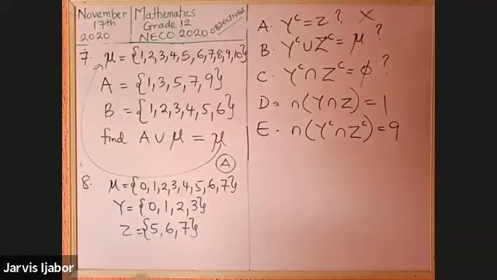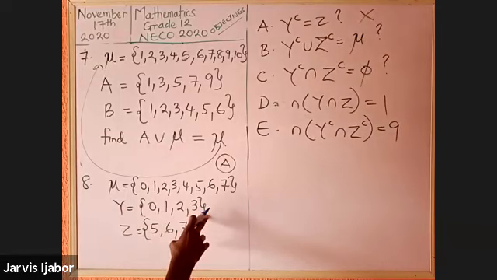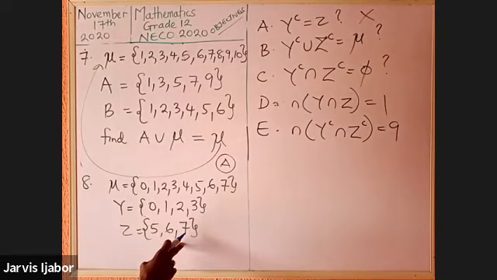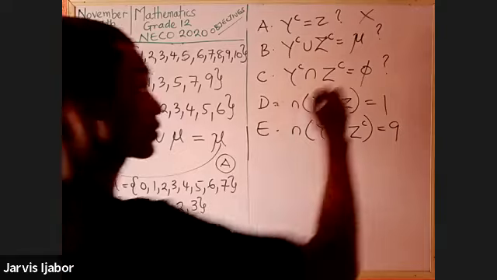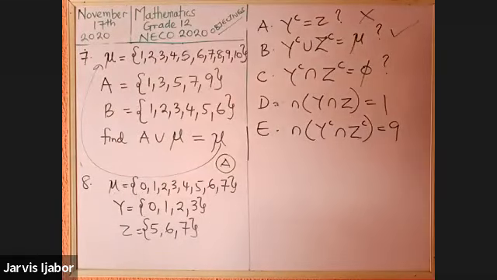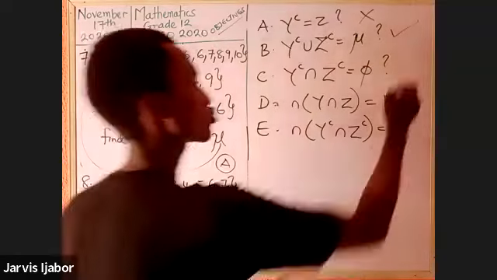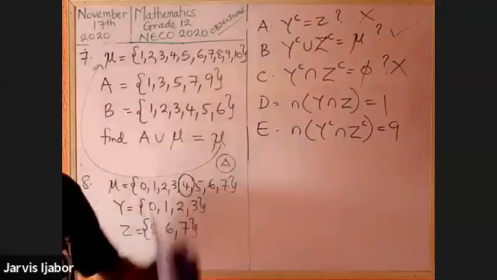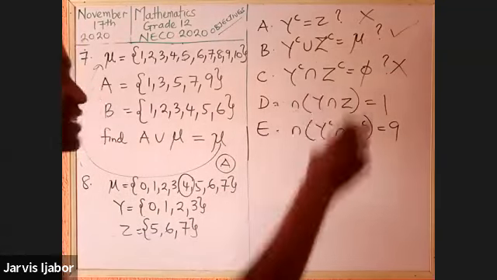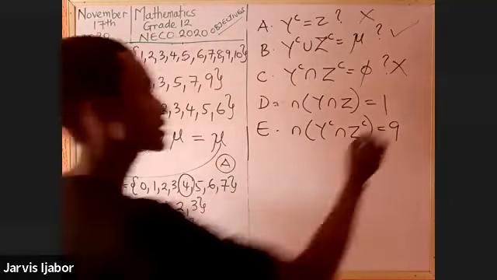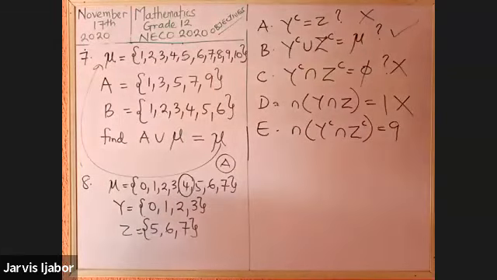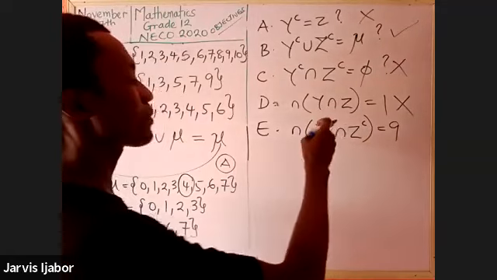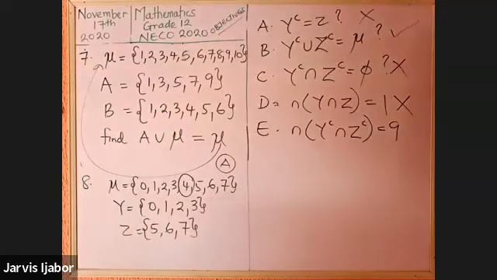Now let's look at the second one. Outside of Y union outside of Z is equal to the universal set. This is correct. Now, outside of Y intersecting with outside of Z is empty. That's not true because we have an element here, 4. Let's look at this. The number of Y intersection Z. There's nothing connecting Y and Z, so this one makes that one wrong. Let's look at this. The number of Y prime intersecting with Z prime is 9. That's not correct also.